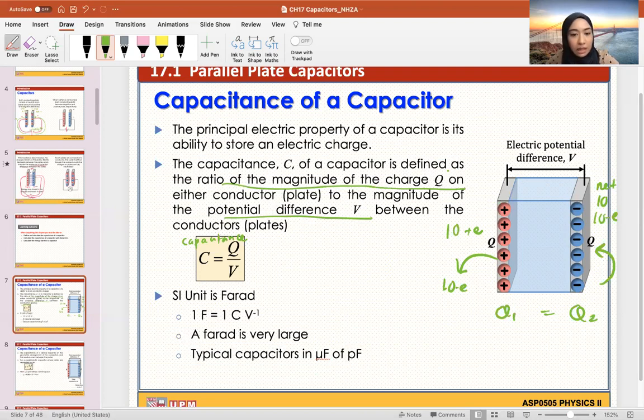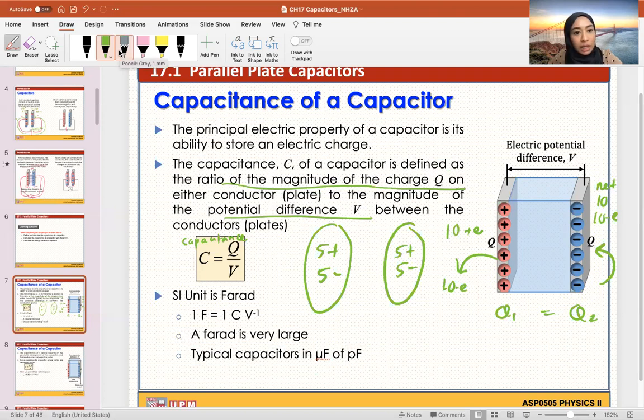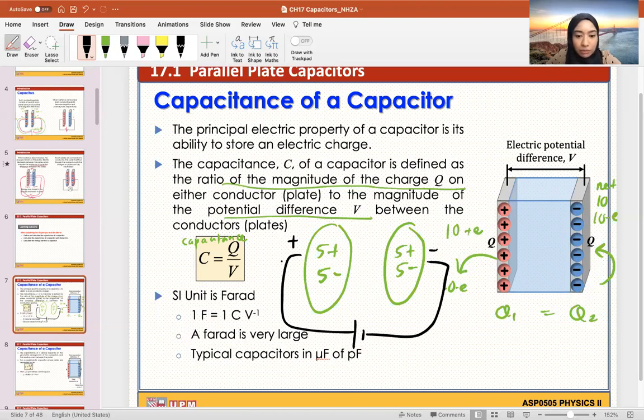Because at first I started off neutral, right? So 5 positive, 5 negative over here on the first plate. The second plate is 5 positive, 5 negative. I'm not doing anything to the plates yet, so we are neutral. Now I connect it to a battery. I want this plate to be positive and this one to be negative. For this plate to be positive, it needs to donate. Let's say I'm feeling generous and donate 3. So this leaves me with 2 negative, and I'm donating 3 negative e, which means the other plate will receive 3.